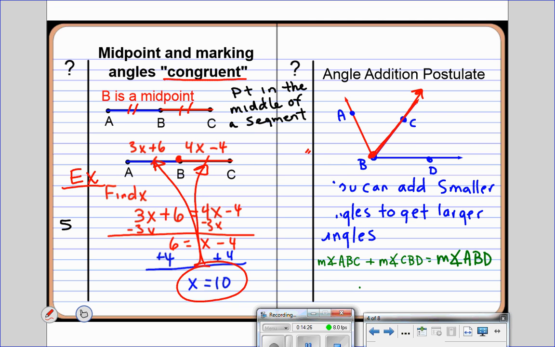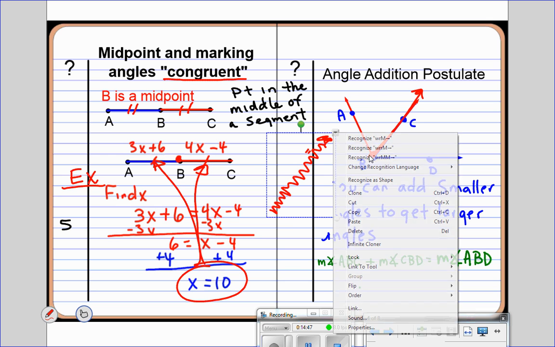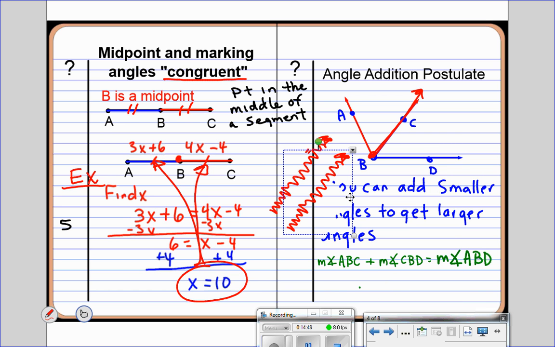All right, we're going to add into this the angle addition postulate. Super easy. It just basically says if I have 2 angles that lay next to each other, they share a wall. When they lay next to each other like this and have the same wall, I can add their measures together and get a bigger angle. You can add smaller angles to get larger angles.